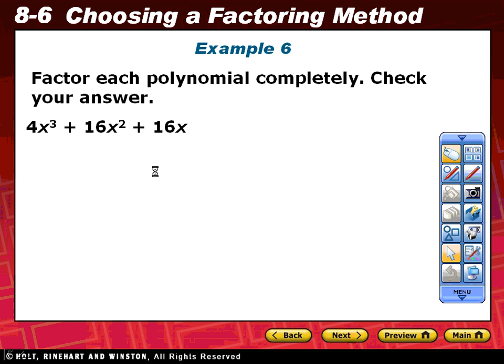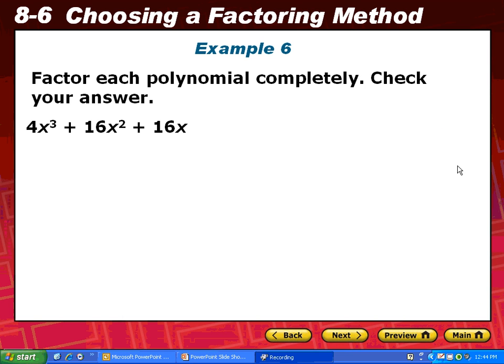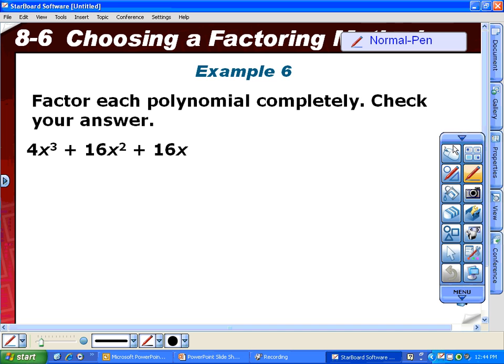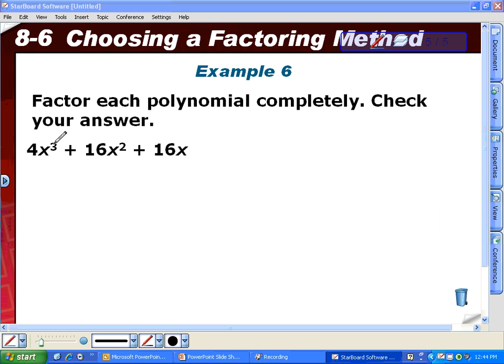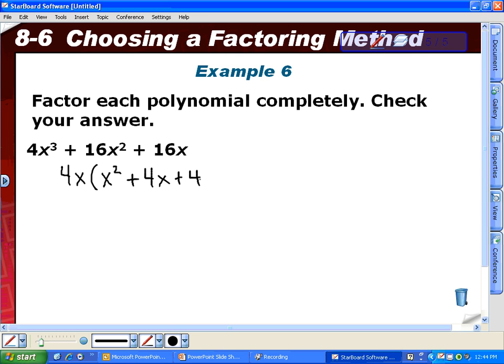All right, you can pause the video if you'd like and then rejoin us and see how you did. If you pause the video, welcome back. Let's start by factoring out our GCF. Okay, so what's the GCF of 4x cubed, 16x squared, and 16x? Well, if you said 4x, you'd be right. And what remains is x squared plus 4x plus 4.